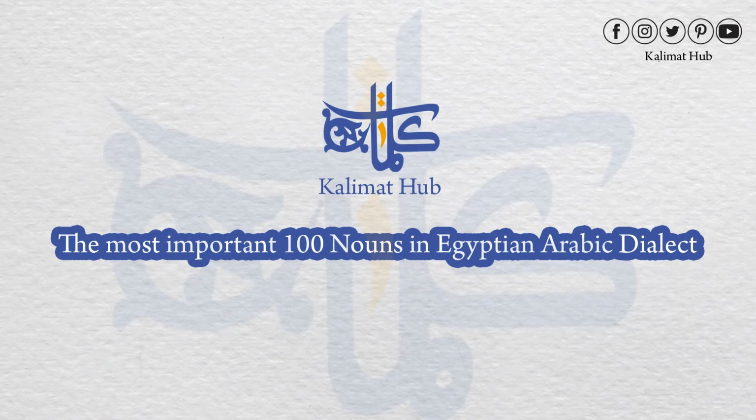The most important 100 nouns in Egyptian Arabic dialect. But keep in mind that these nouns in the Egyptian dialect are originally from classic Arabic. So if you studied classic, or Fusha, or modern standard Arabic, or if you didn't, you will find that many things in Egyptian dialect are the same as in classic, because we are using everything in classic and the root is from the classic language. There are many things that didn't change when we say them in dialect. It is the same, and there are many examples of this.